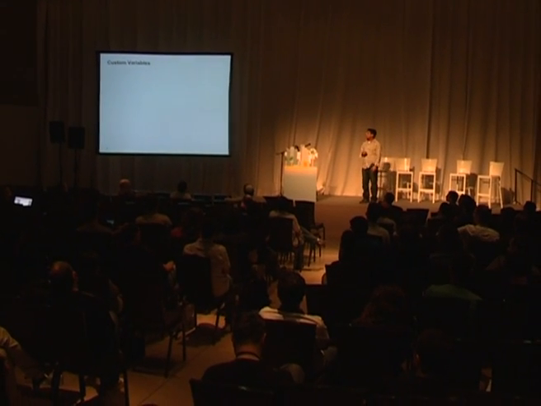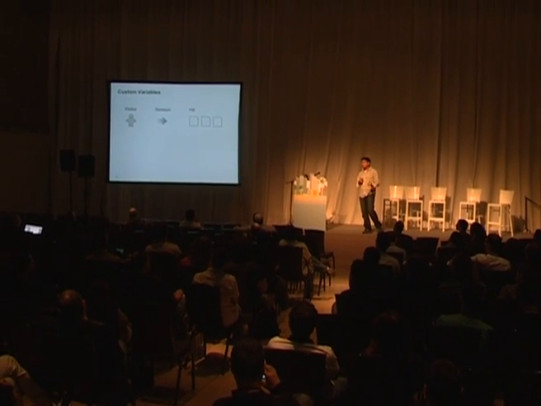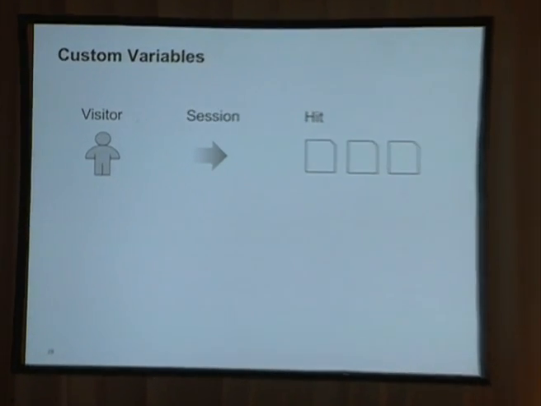So we talked about tracking page views, we talked about tracking events, we talked about social interaction tracking. Custom variables is a different way to send data into the product. How many people here have used custom variables? Okay, not that many people. So here's our friendly visitor, session and hit model again. So custom variables, put simply, is just a way to group these different entities.